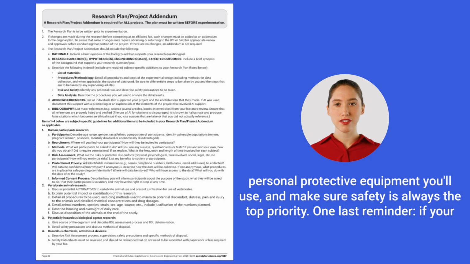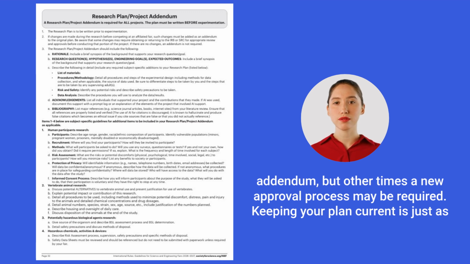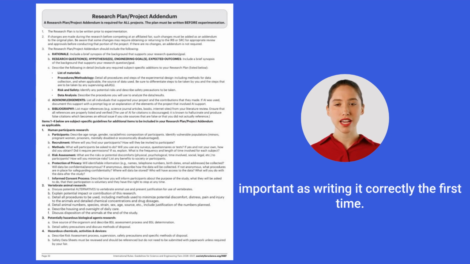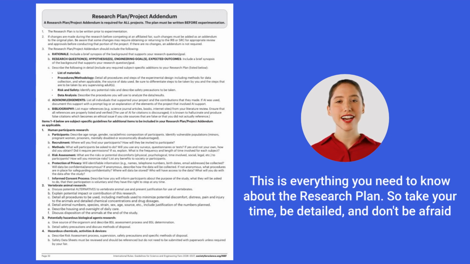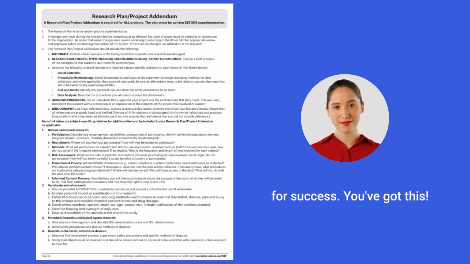One last reminder, if your project changes during the year, you'll need to update this research plan. Sometimes that means adding an addendum, but other times a new approval process may be required. Keeping your plan current is just as important as writing it correctly the first time. This is everything you need to know about the research plan. So take your time, be detailed, and don't be afraid to ask for help. Your research plan is your project's story before it even begins, and getting it right sets you up for success. You've got this.